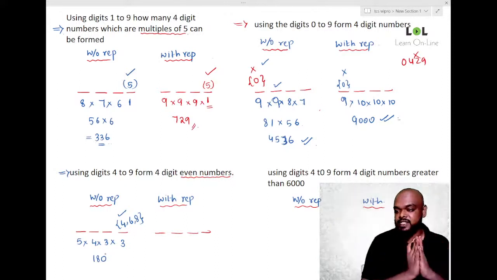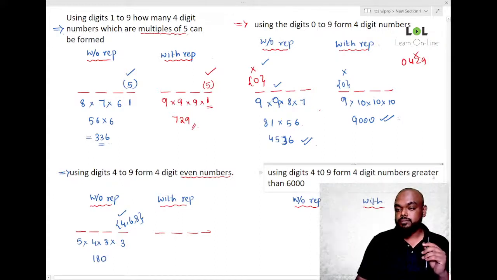Am I clear with this? Did you understand how to deal with the condition here? Did you understand, everybody? Confirm. Please confirm in the chat box.